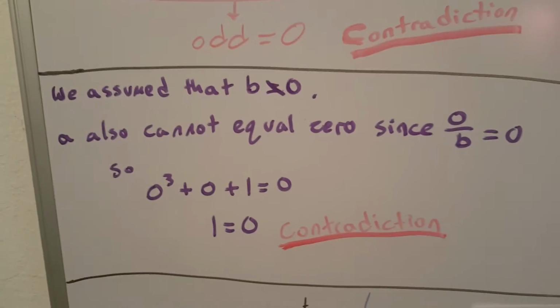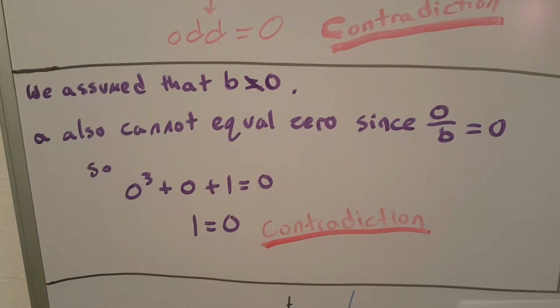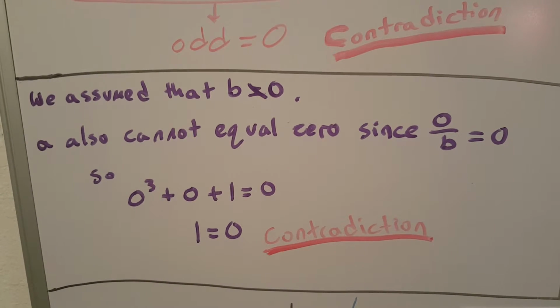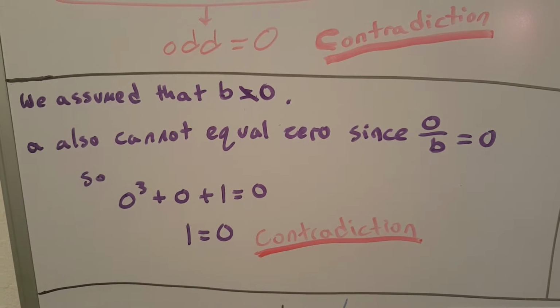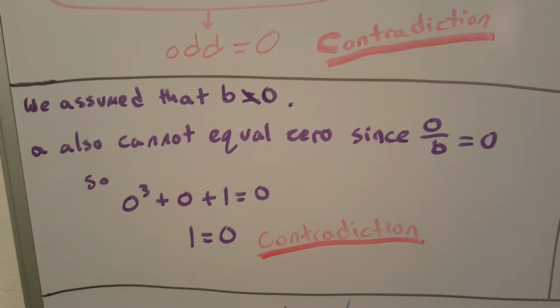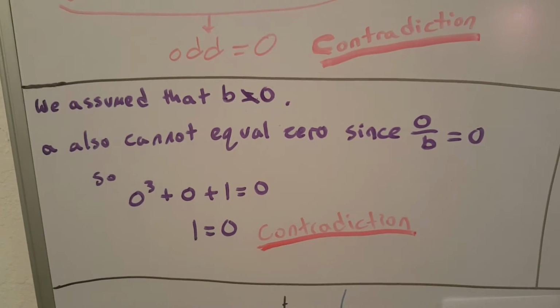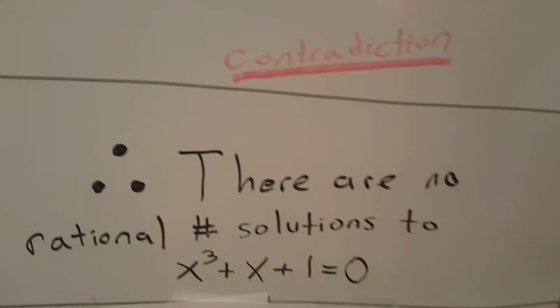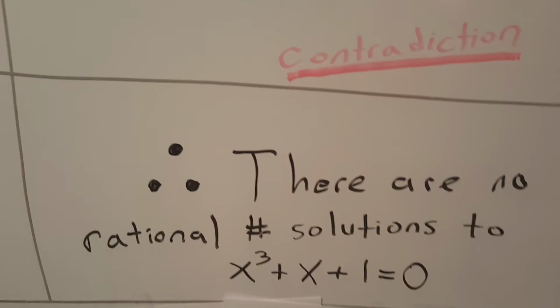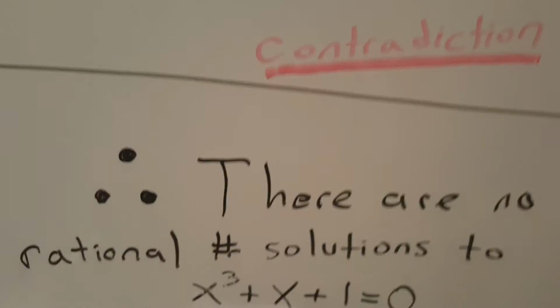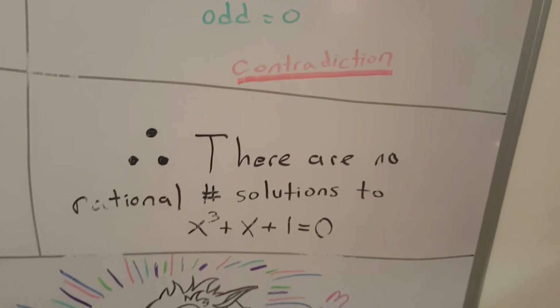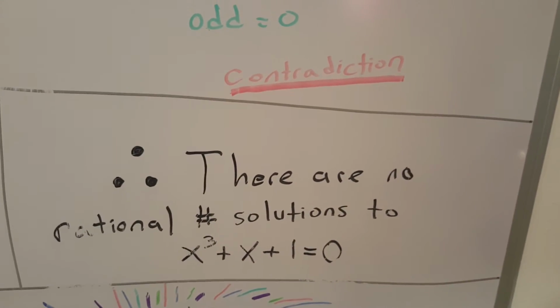Now, the reason why I never assumed that b could equal zero or a could equal zero is if we put a equals zero into our equation, then a over b equals zero, and that creates another contradiction of one equals zero, which does not really work. So, therefore, there are no rational number solutions to x cubed plus x plus 1 equals 0.